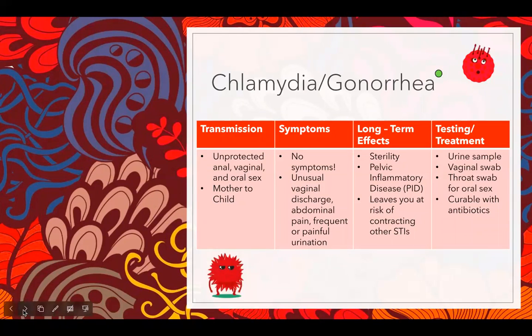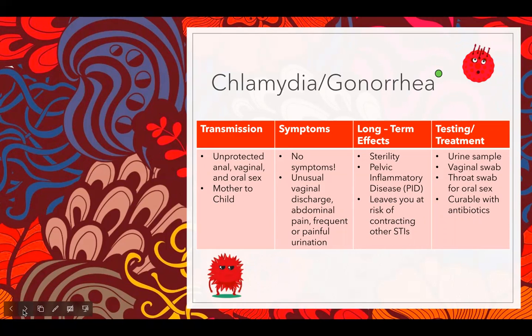So chlamydia and gonorrhea. The reason that we pair these two together is because they're known as the sister STIs. And we call them that because they manifest in the same way and they have the same symptoms. The only difference is it's a different type of bacteria that manifests. So just like we all have different names, different bacteria have different names, and that's why they have different names, chlamydia or gonorrhea, okay?